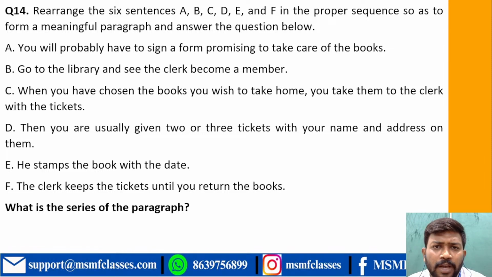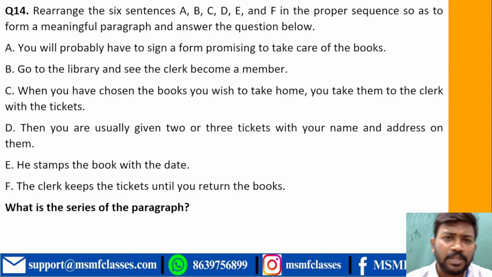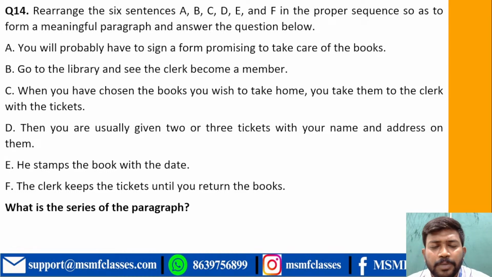So when you have chosen the books you wish to take home, you take them to the clerk with the tickets. Okay. After signing, what happens? After B, you have to go with D. Go to the library and see the clerk to become a member. Then you are usually given two or three tickets with your name and address on them. Then when you have chosen the books you wish to take home, you take them to the clerk with the tickets. You will probably have to sign a form promising to take care of the books. Then he stamps the book with the date, and the clerk keeps the tickets until you return the books.